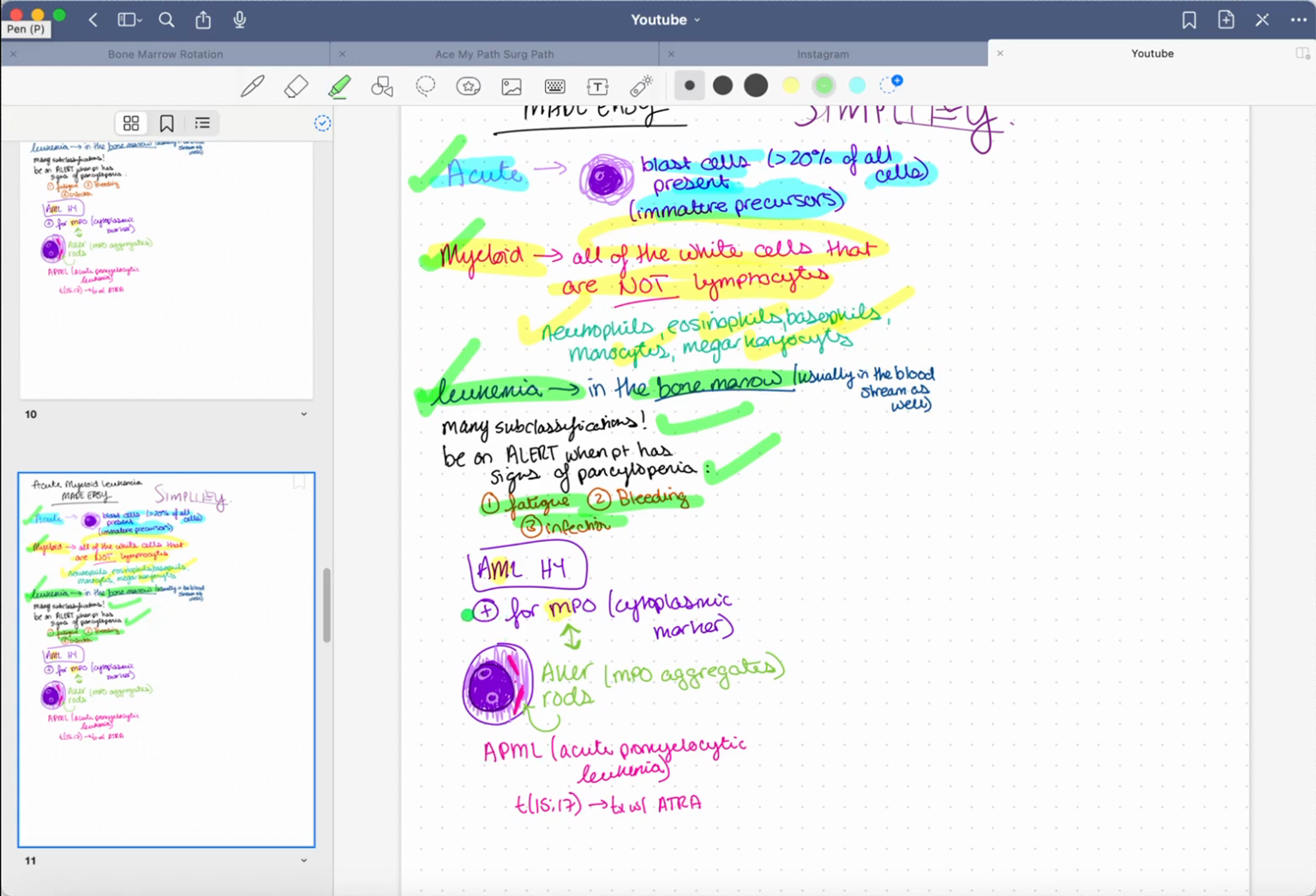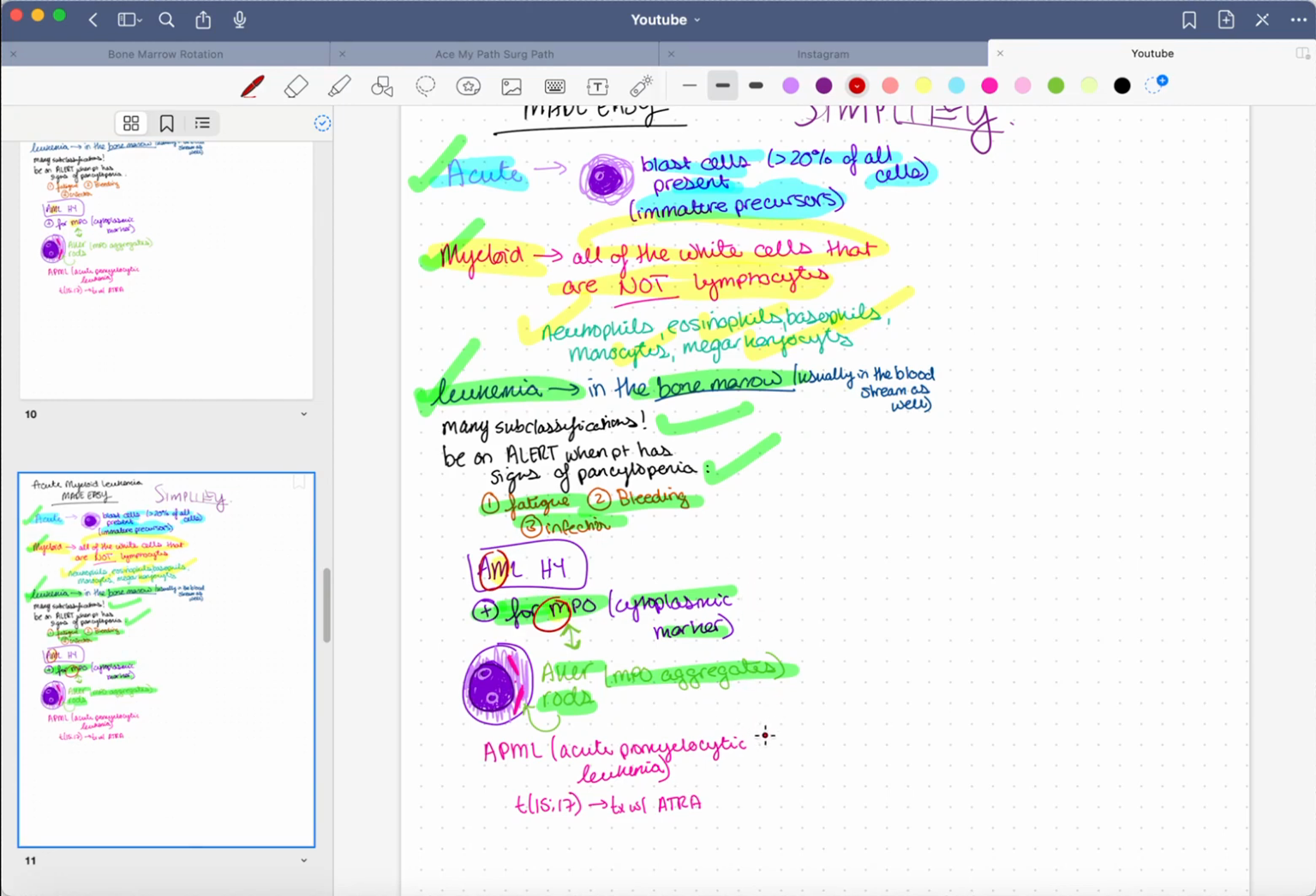First thing you need to know is that AMLs are going to be positive for MPO, which is a cytoplasmic marker. And we have these things called Auer rods that can be seen in these blast cells. You'll probably remember the Auer rod. It's that weird, funky looking pink rod seen in the cytoplasm. These are actually MPO aggregates, so that's how you can keep it together. You can also remember that myeloid, or AML, has an M in it, and MPO has an M in it. So that can be how you remember those two associations.